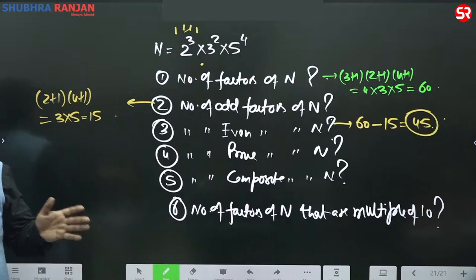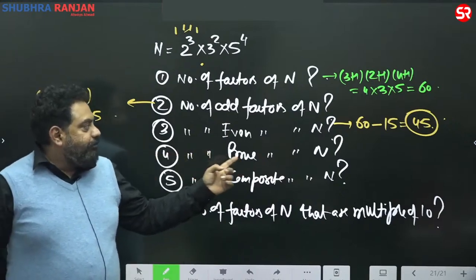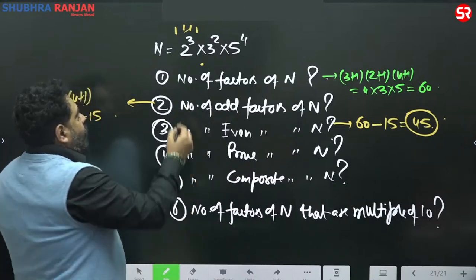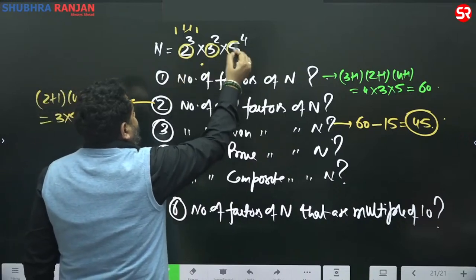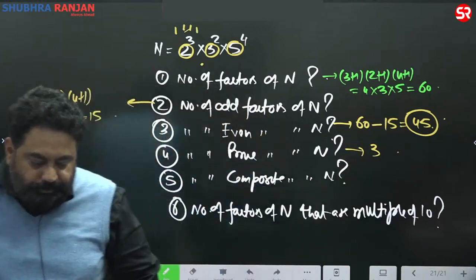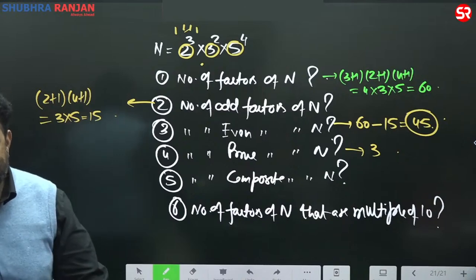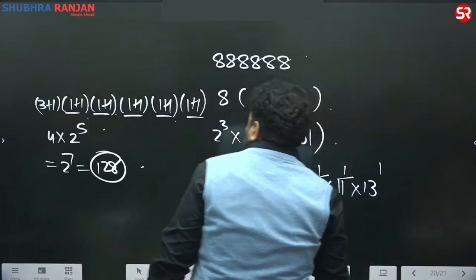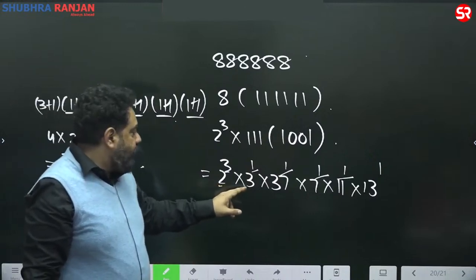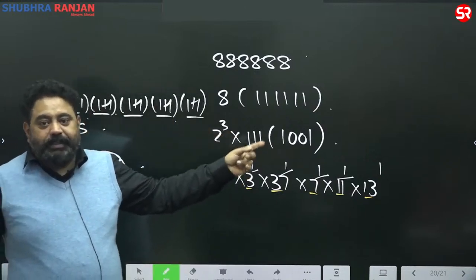Clear? Is it okay? Next, how many prime factors are there for n? Only 3: 2, 3, 5. 3 prime factors. All right. So if I go back, how many prime factors are there for 888888? 1, 2, 3, 4, 5, 6. There are 6 prime factors for 888888.